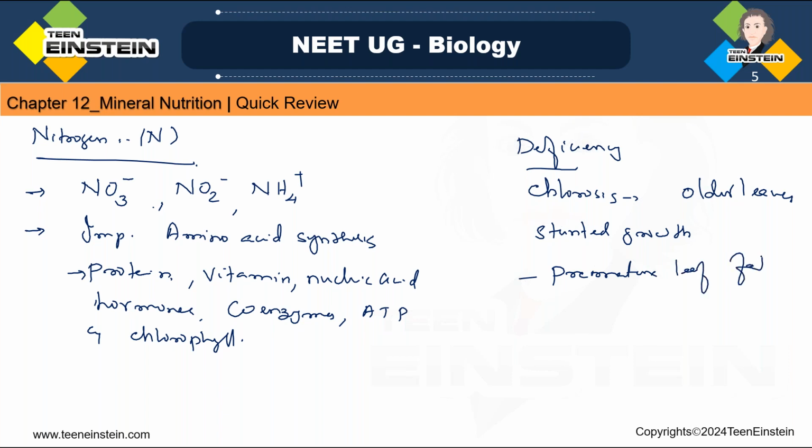See, I said all the points which I am explaining here are previous year questions, right? Importance of nitrogen, the forms in which nitrogen is available, that is a previous year question. And its importance for the synthesis of amino acid, protein, vitamin, nucleic acid, coenzyme, ATP, chlorophyll, hormone. And the deficiency of nitrogen may cause chlorosis, then stunted growth of plant, then premature leaf fall. Clear? So all these points are previous year questions. If you learn at least these points, it will be easy for you to answer the previous year questions.